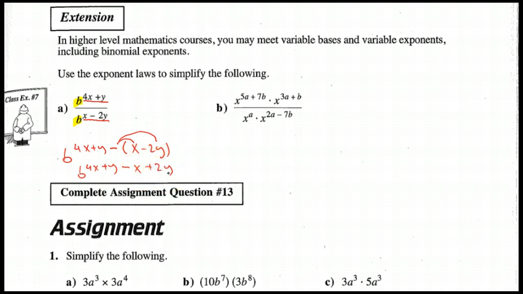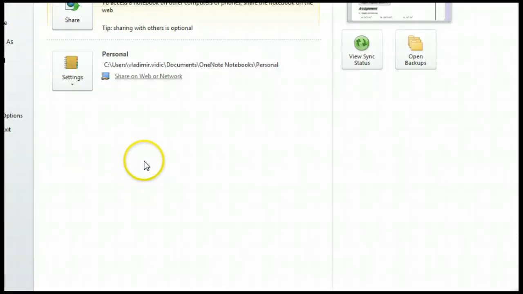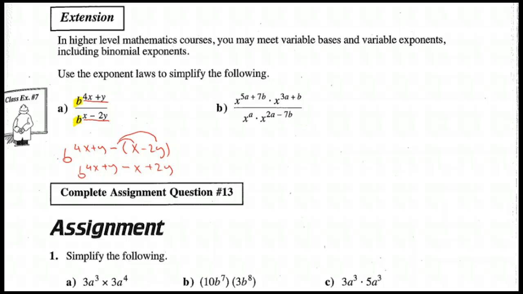And now I combine my like terms, and I have 4x minus x. I'm going to do it up here in the blue just so you don't get confused here. So 4x minus x gives me 3x. y plus 2y gives me 3y. So 3x plus 3y. And that's it.